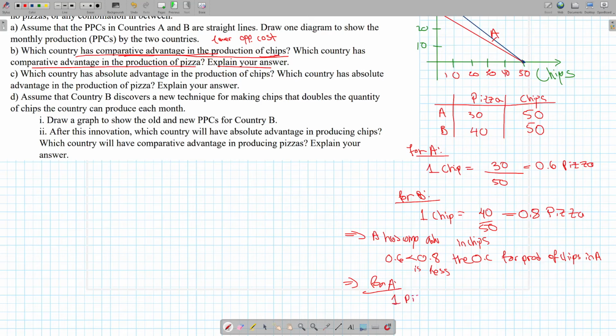One pizza, same thing, equals what? For chips, we put chips on the bottom. Same thing for pizza. Since we're calculating for pizza, you put pizza on the bottom, okay? That's going to be 50 over 30, which is 1.67 chips. Okay?